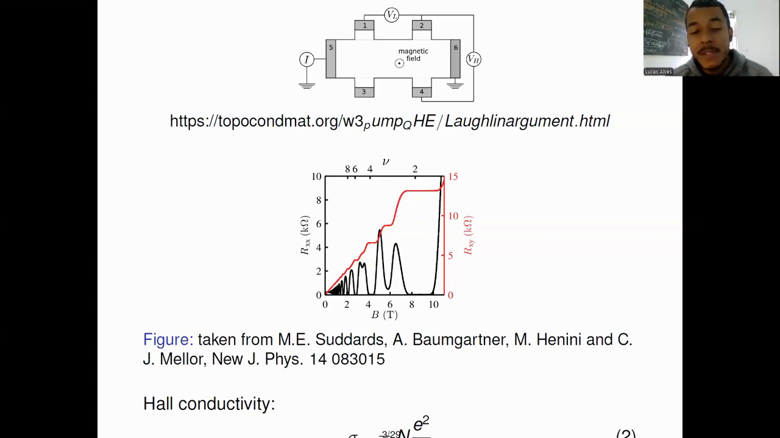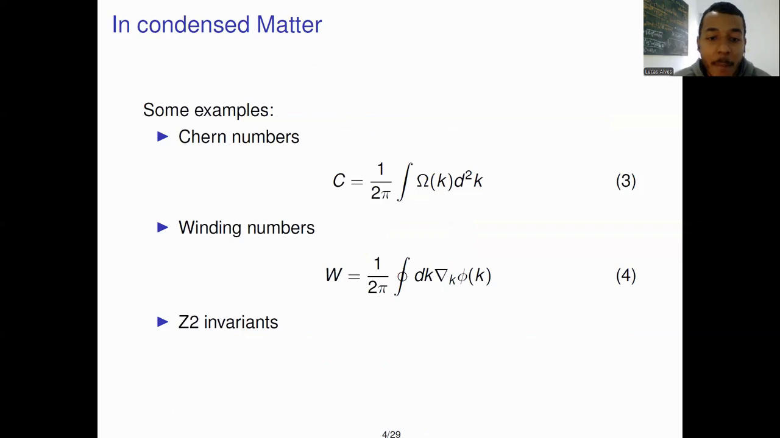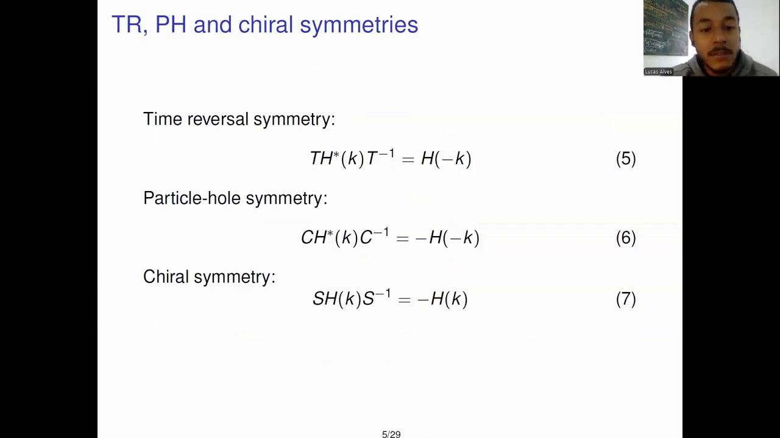And depending on the symmetry that the system has, there are different ways of calculating the topological invariant, and that is usually done by an integral over momentum space. There are three important symmetries that we can use to characterize our systems, that are time reversal, particle-hole, and chiral, whose transformations we see here.